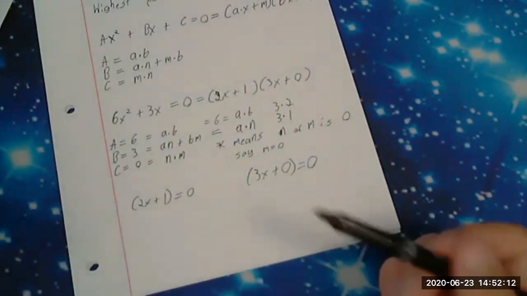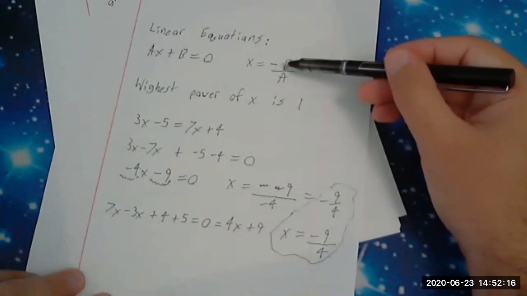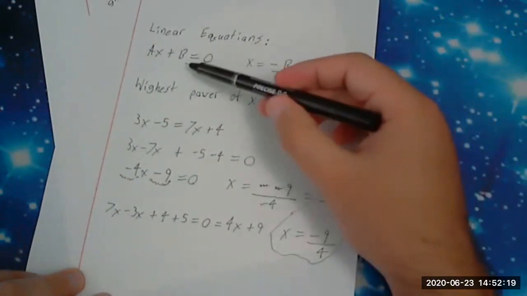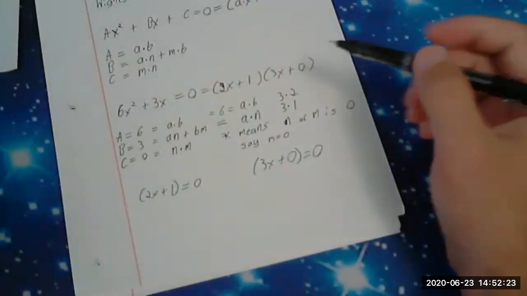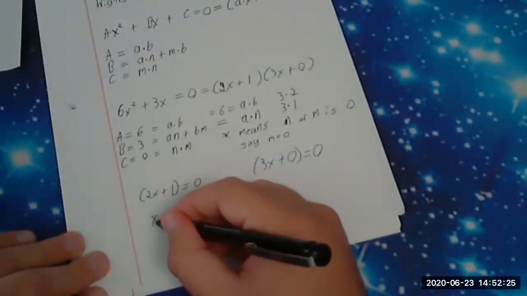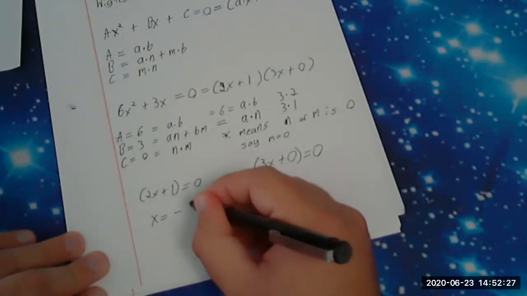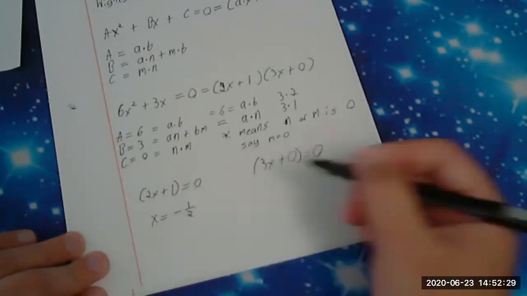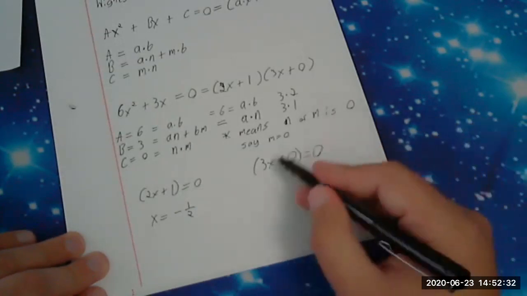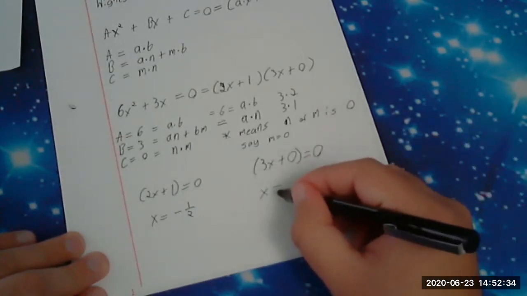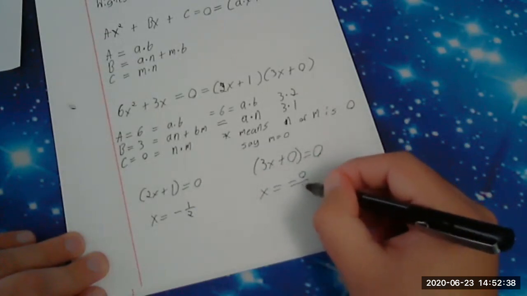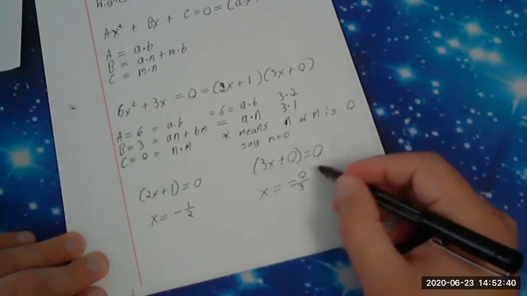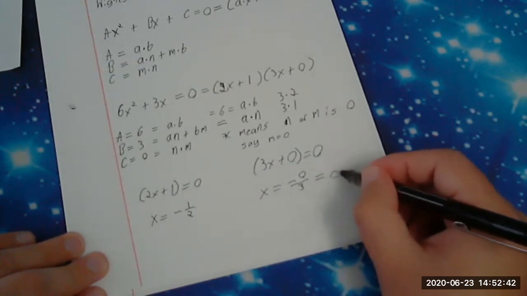So what we said about linear equations is they are always solved by negative this thing divided by this thing. So that means that this is x equals negative 1 over 2. This one, negative 0 over 3. But we can simplify that, and that just becomes 0.